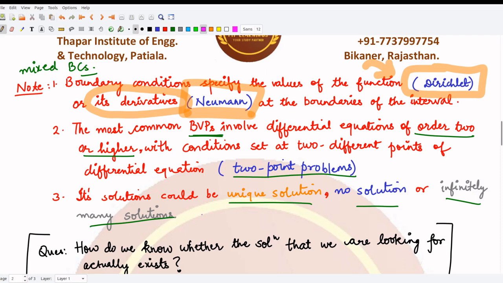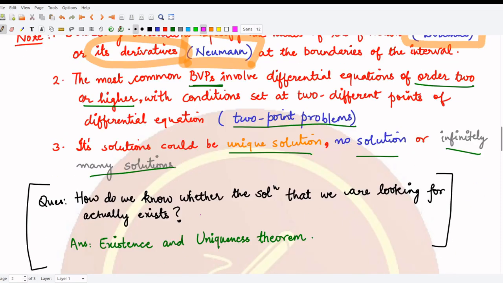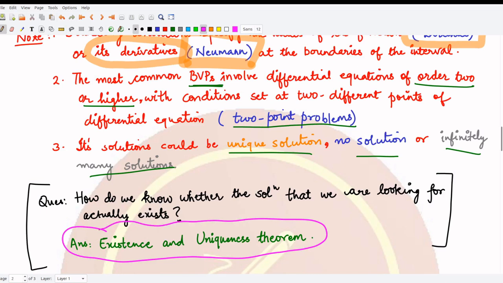One is just putting so much energy into solving the differential equation, but later on you will get to know that the solution you are looking for does not exist at all. So the answer to this question is given by the existence and uniqueness theorem, which will be the topic of our next video. We'll discuss in detail this existence and uniqueness theorem.